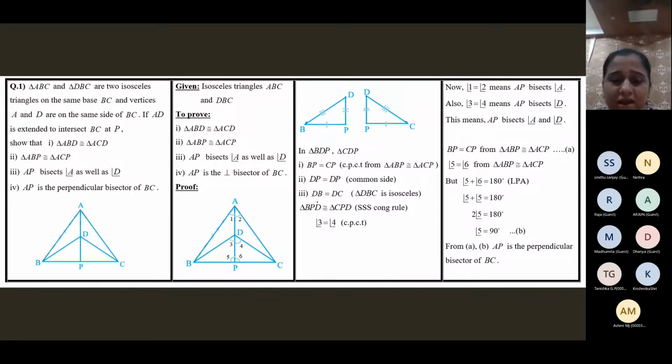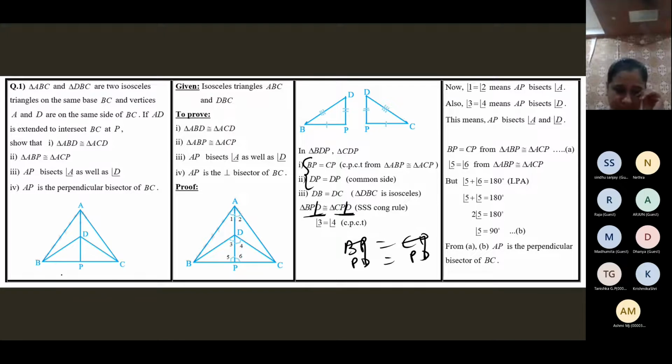So you can see here angle D is equal to angle D. I have told you how to write the order. If you take up these two, BP is equal to CP, and the next one is DP, but write it as PD. So it will be BP, PD, BPD, CP, PD, CPD, so triangle BPD is congruent to triangle CPD.